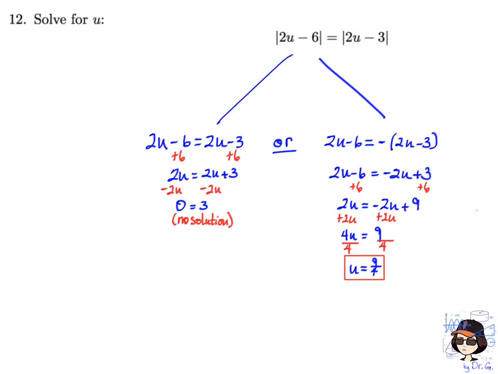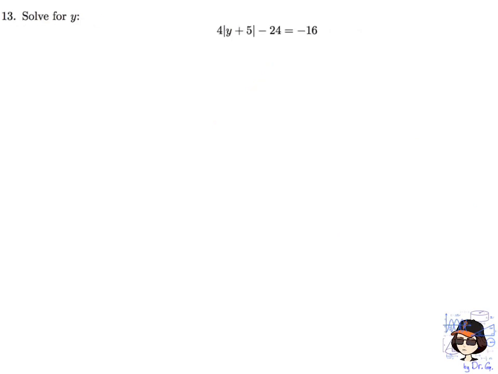So don't forget, when you have an absolute value equation where you have two absolute values and they're both isolated, you have to break it into two equations when you take away the absolute value. The two equations say the two things inside are the same number, or the two things inside are opposites of each other. All right. Number 13.